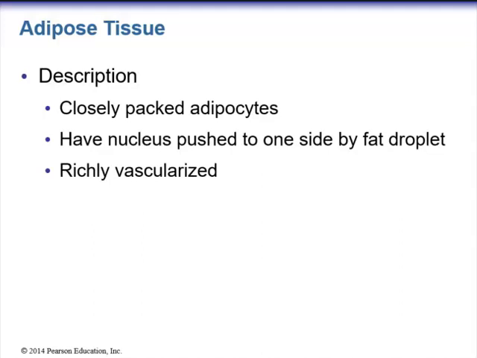So adipose tissue is made up of closely packed adipocytes. Remember, specialized cells make up tissues, so we have adipocytes, or fat cells, that make up adipose tissue. We see that the nucleus is actually pushed to one side of the cell because within the cell there is a huge fat droplet. We know that adipose tissue is richly vascularized, so it has a really good blood supply.